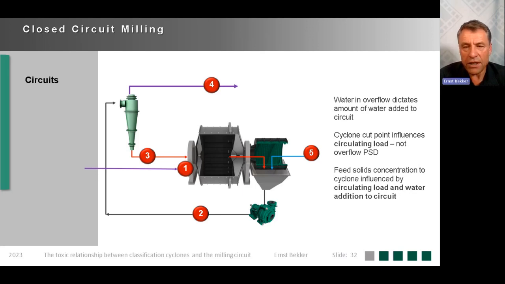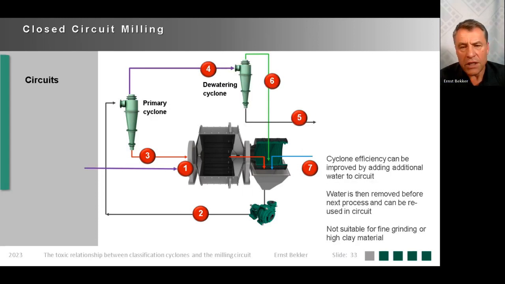Feed solids concentration to the cyclone is influenced by the circulating load and the water addition to the circuit. You have high density applications. In other words, overflow density going to leach at a density of 1.35 or 1.40. It means you cannot add too much water in the process. But in that same application, the client wants to operate at circulating loads of 350 or 400%. So you have a high amount of solids being recirculated, but the amount of water is quite limited because it's going to influence the process downstream.